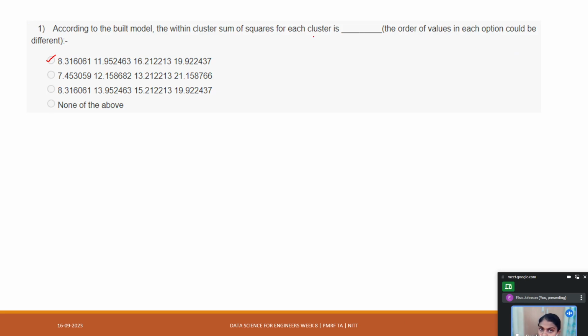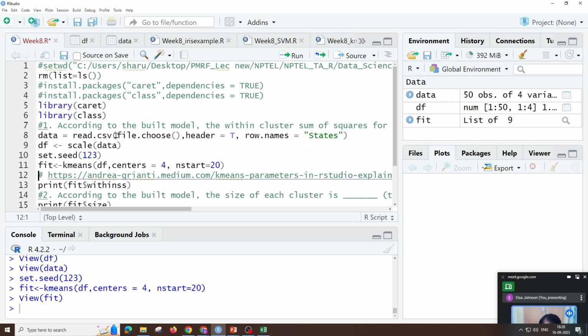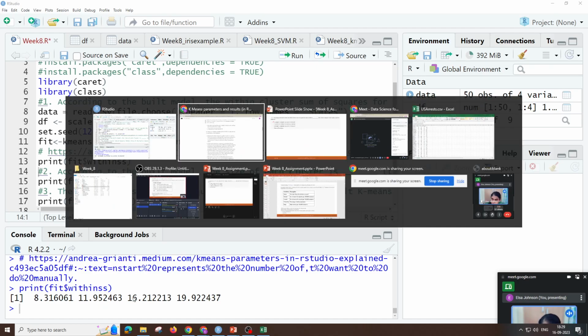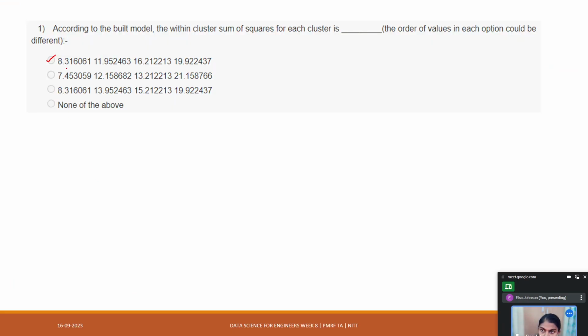The first question was the within cluster sum of squares for each cluster. Just for getting that you can give fit dollar withinss. So the answer will be the first option. Is it clear for everyone now?